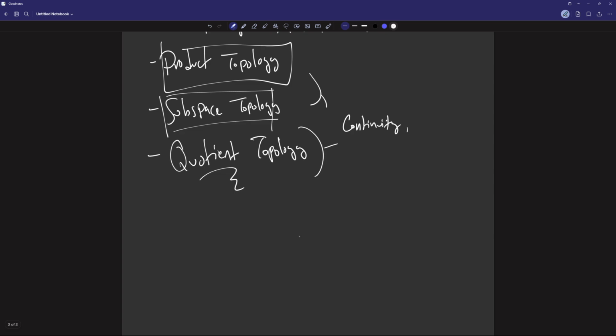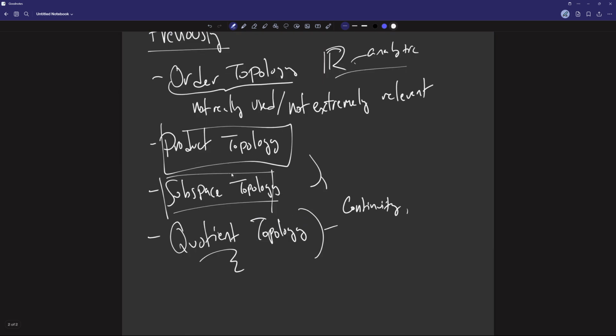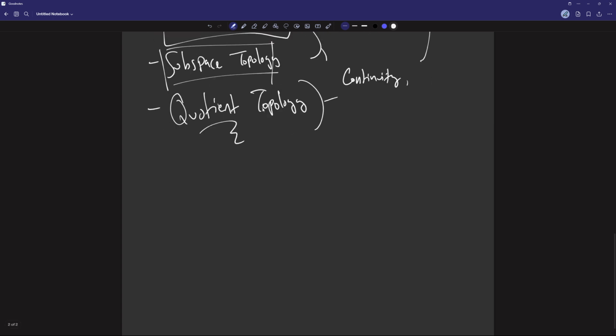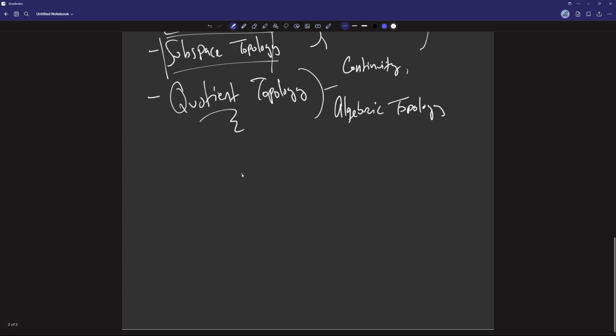From what I understand from your lecture notes and what I watched of the video, you only went over these three topologies. And it's not bad. It's fine. But quotient topology is kind of like the main game changer, especially for using algebraic topology. When we get to algebraic topology, most of it will actually be done in quotient topologies.